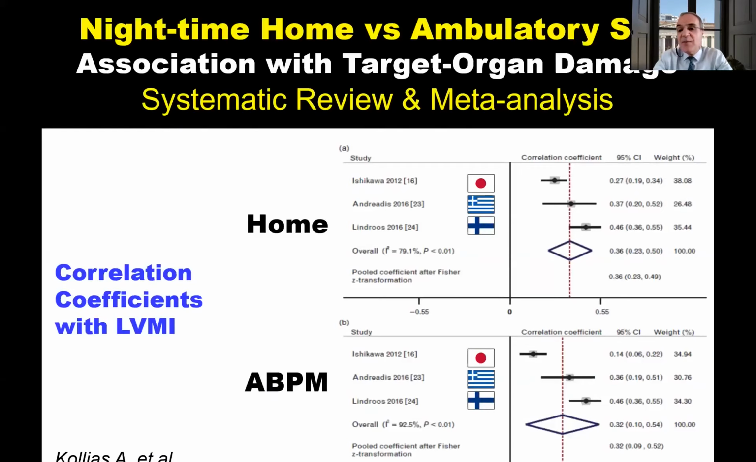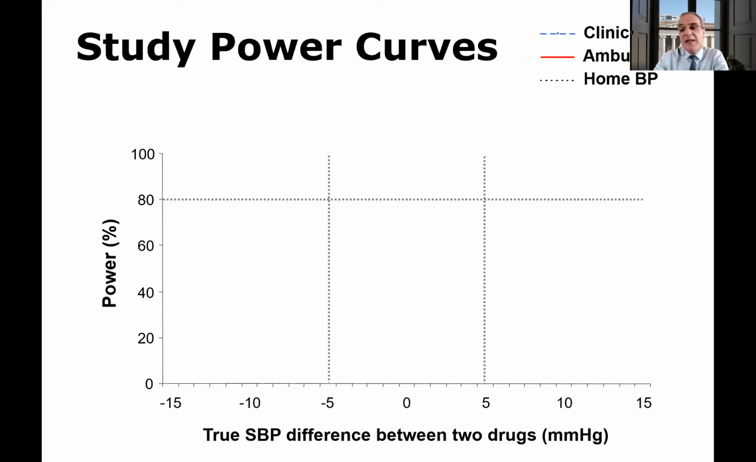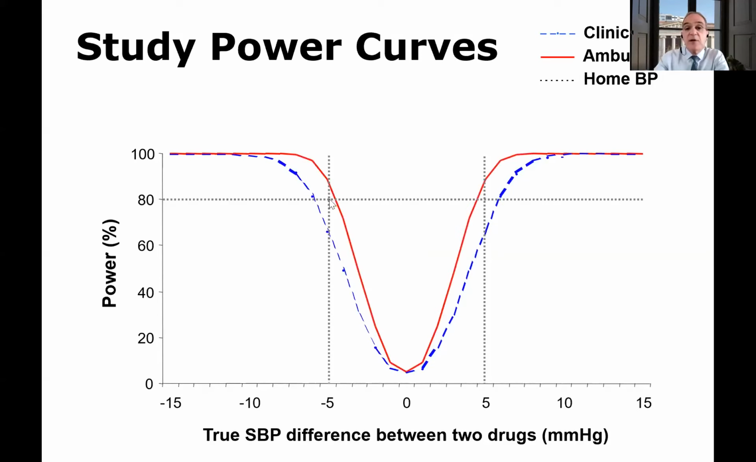Home blood pressure is a valuable tool for research. Let's say that you have two drugs and you want to see which one is stronger. And you want to find a difference in the efficacy of 5 millimeters of mercury. And you want your study to have a power of 80% chance to find this difference in efficacy of the two drugs. If you use office blood pressure measurement, the power of your study is 65%. If you use ambulatory monitoring, your power goes up to almost 90%, and with home measurements, even higher.